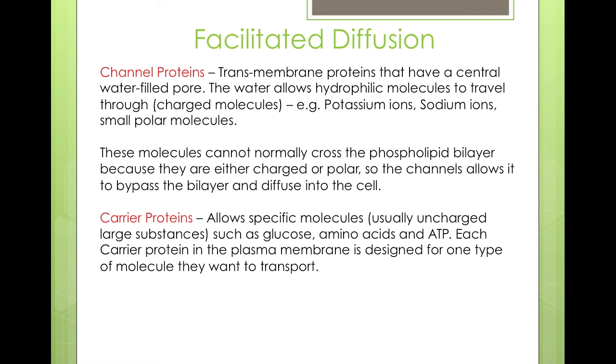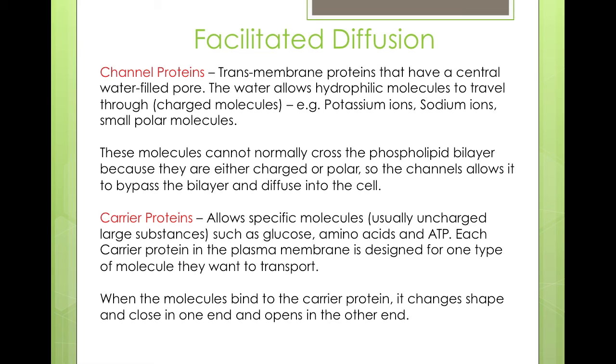The carrier proteins allow specific molecules, usually uncharged large substances such as glucose, amino acids and ATP. You will learn what these things are as we go along. Each carrier protein in the plasma membrane is designed for one type of molecule it wants to transport. In other words, you've got a certain set of carrier proteins for sugars, a certain set for amino acids, and a certain set for ATP. Okay. When the molecules bind to the carrier protein, it changes shape, opens one end, closes the other end. That's the way it's regulating the movement into and out of the cell.